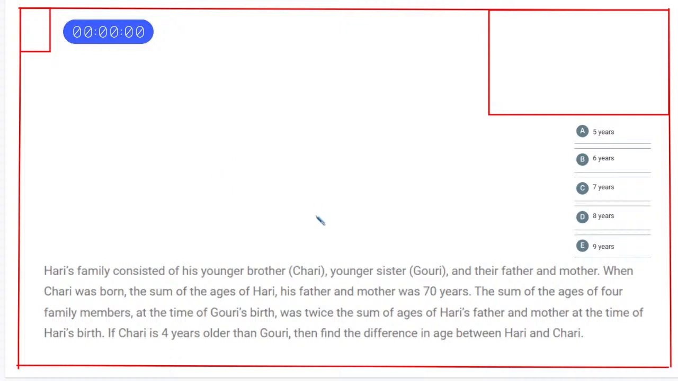All right. This question is based on ages. Age is given, so there is a simple equation. Try this one.